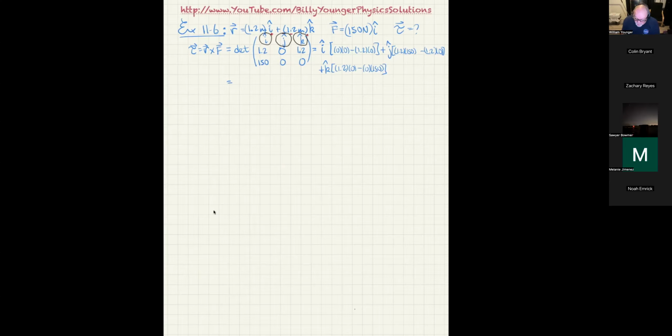But when I multiply 1.2 times 150, 0.2 times 150 is 30, and 1 times 150 is 150, so that's 180. So this is going to be 180 Newton meters in the J hat direction. And that's equal to the torque. Anybody have any questions on that?